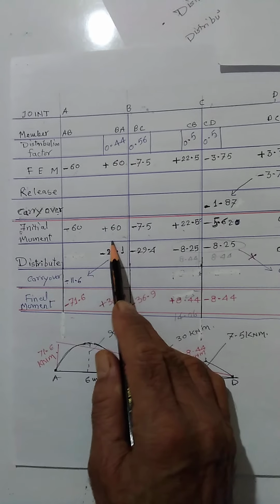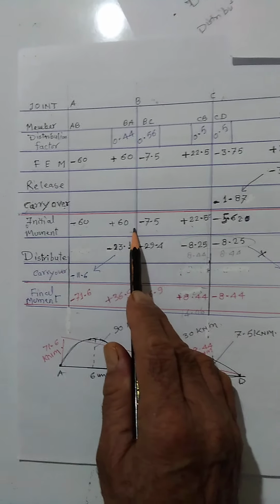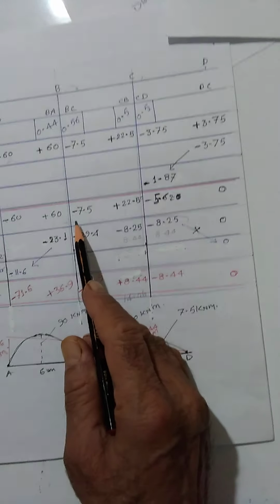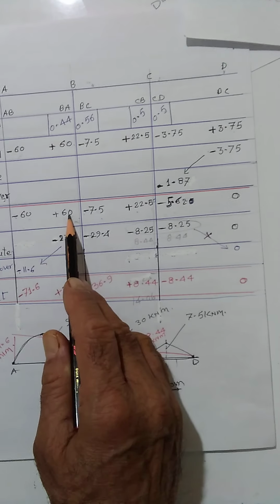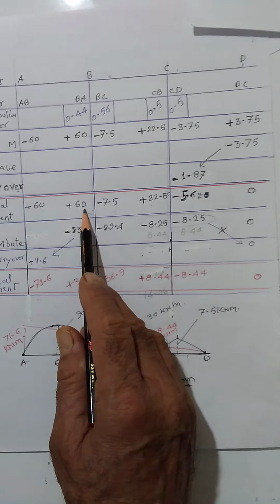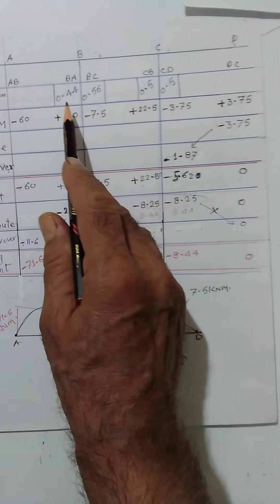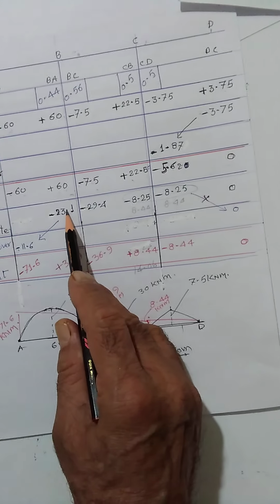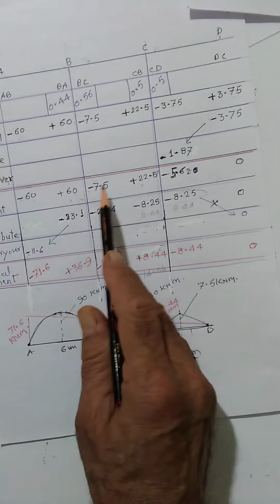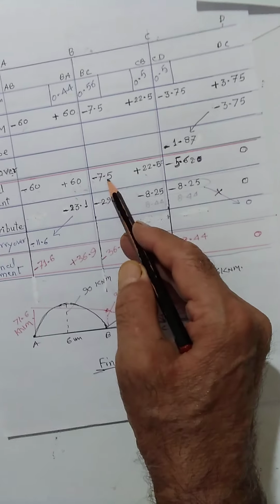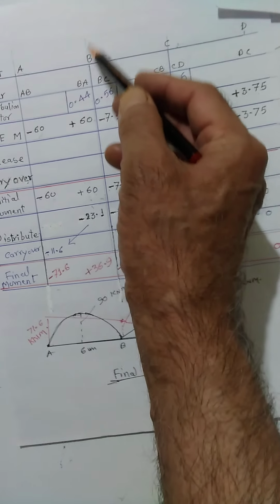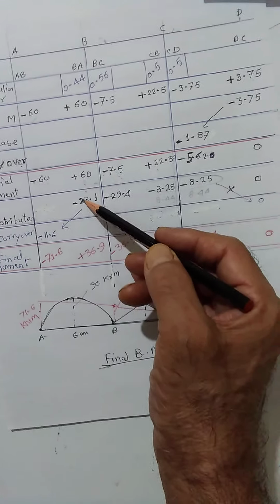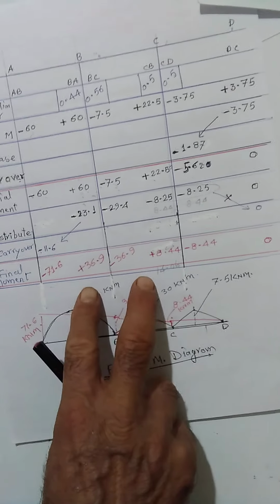Now, after this, see the difference between the two. BA is plus 60, BC minus 75, minus 7.5. Find out the difference. And the difference is to be distributed according to the distribution factor with a change in sign. Because this is 60, this is 75, this is to be reduced, this is to be increased, just to make the balance. Because we have seen that BA equals BC. So this is to be decreased and this is to be increased. Finally, it should come to the same thing.